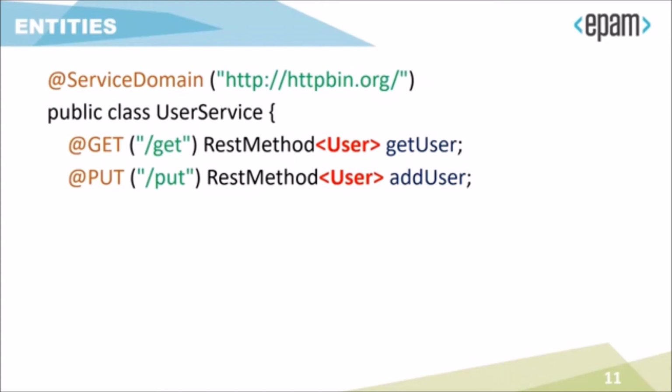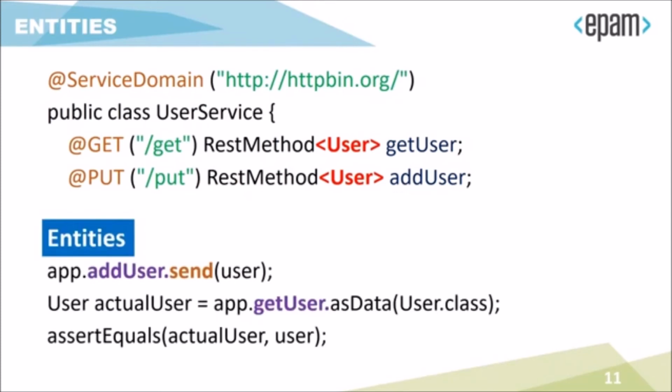Of course, as you remember from the previous sessions, all our tools support the entities-driven testing approach, and you can set up the entity for the method. This is some kind of business entity, for example, user for both these methods, get and add user. And in the test, you can write something like add user, send my user. In this case, this object from your Java code will be transformed into JSON and sent to the REST method, to your service.